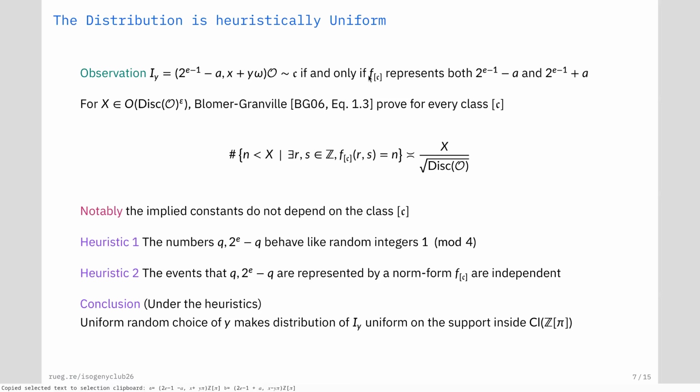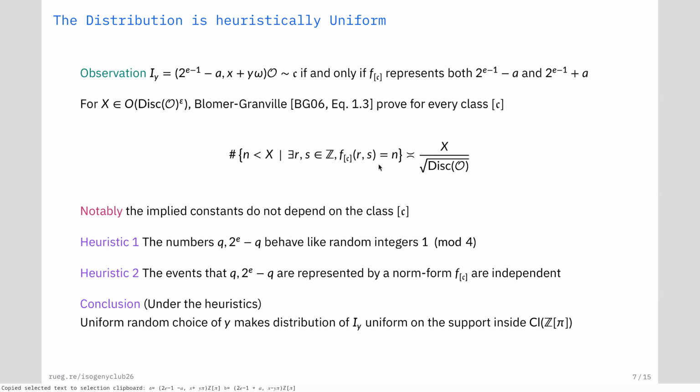If the norm form of a class represents both 2^(e-1) - a and 2^(e-1) + a, it means that the conjugated product of these two equivalent ideals will be an endomorphism whose norm is of the shape q times (2^e - q), and therefore it will be a solution to the norm equation that we originally set out to find. So it sounds a bit circular in a way because it is, but the point is that we can tie the representatives of a given class to the norms represented by the class's norm form.